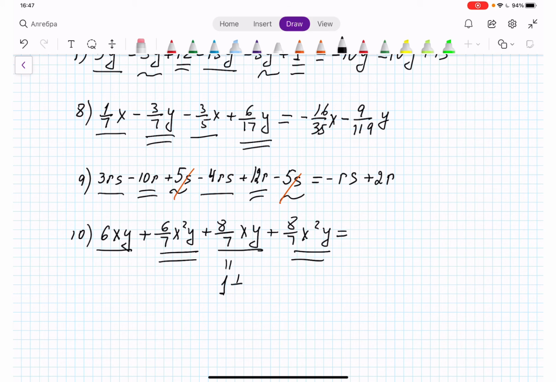Remainder is 1 over 7. So with 6, it's going to be 7 and 1 over 7. Actually, they put in the answer as an improper fraction. I don't know why, but that's okay. So this 6xy plus 1 and 1/7 is going to be 7 and 1/7 xy. If I convert it into an improper fraction, 7 times 7 is 49, plus 1 is 50. 50 over 7 xy.